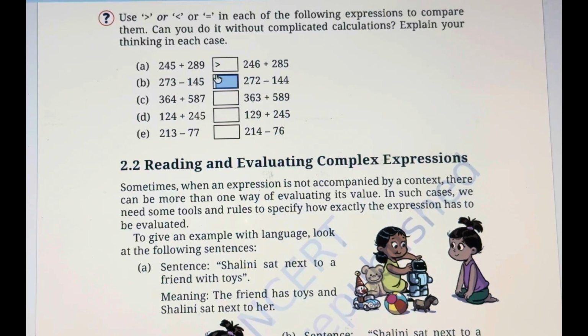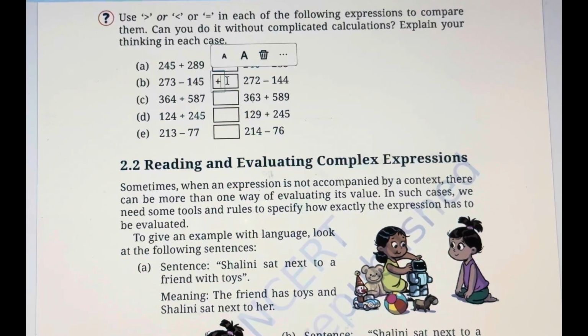Let us see the next example. 273 minus 145, and here it is 272 minus 144. Now just see the numbers. Here it is 273, here it is 272. Here they are subtracting 145 and here 144. So on the left hand side 273 is 1 more, but they are subtracting also 1 more. And here it is 1 less, but they are subtracting 1 less. So naturally the answer will be equal.